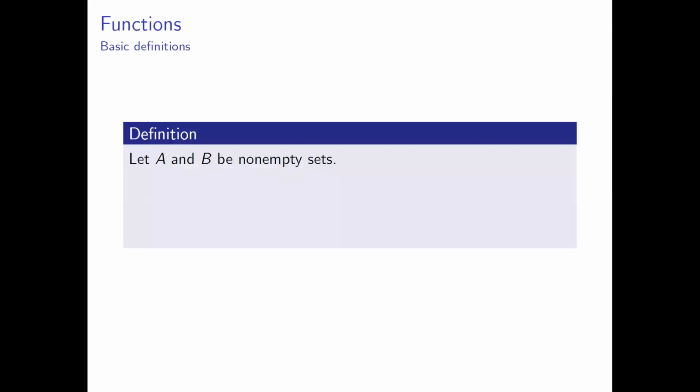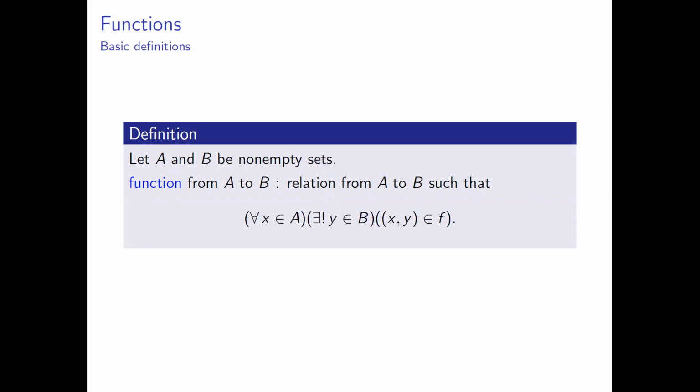Let A and B be non-empty sets. A function from A to B is a relation from A to B such that for any element x in A, there is a unique y in B such that the ordered pair (x, y) is an element of f. We sometimes write the function f from A to B as shown. If the ordered pair (x, y) is an element of f, we write y as f(x), which we read as f of x.